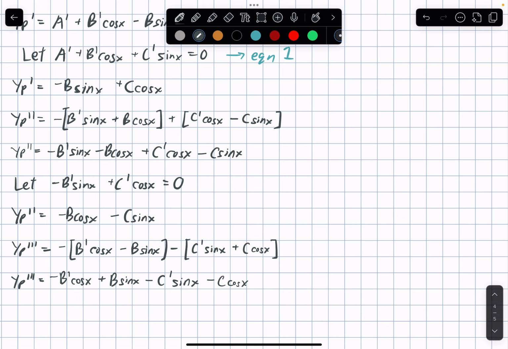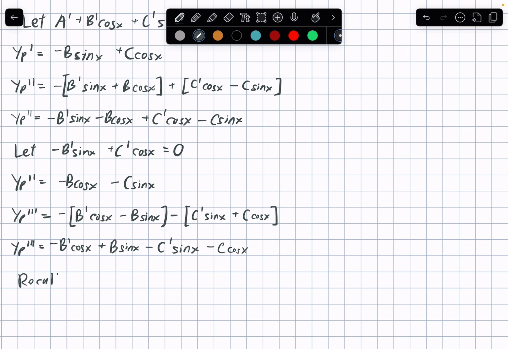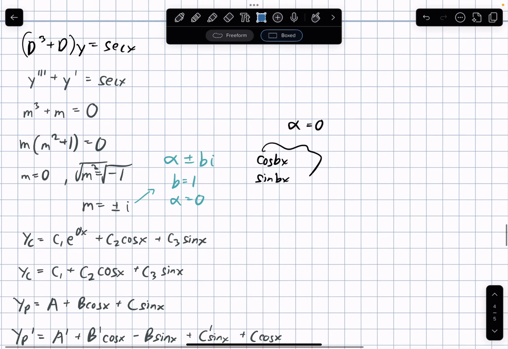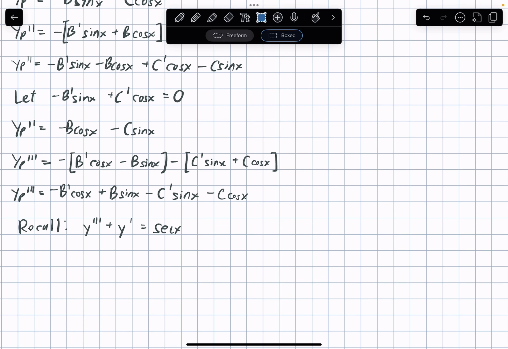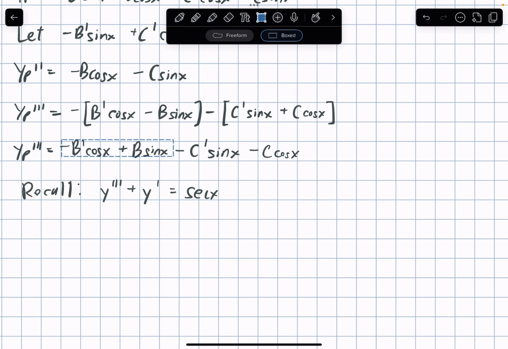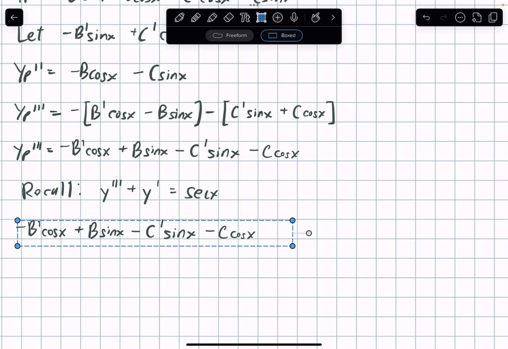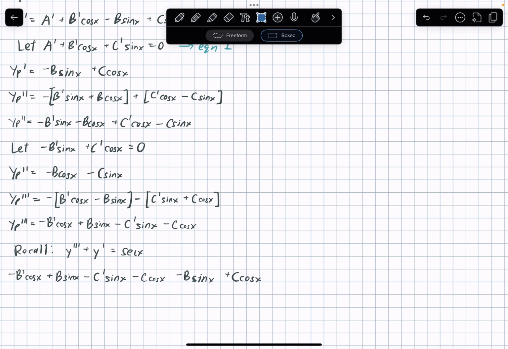Okay, so after this, recall, this is what you're initially given. Let's now substitute. Just to make our solving faster, I'll just copy paste. Our y prime is this one, and then equal to secant x.